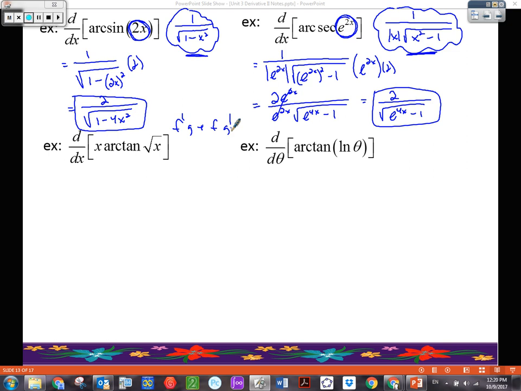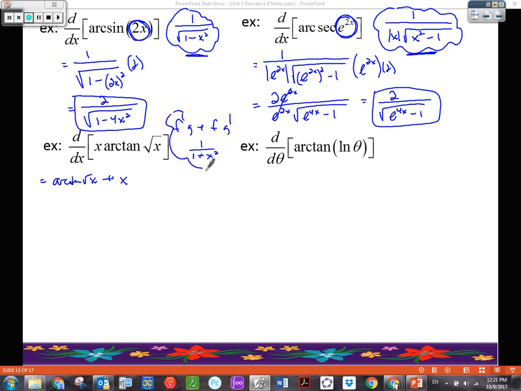So I take the derivative of the first thing, which is x, and I get a 1 times arctangent root x, plus, copy paste the first thing. Now I'm going to take the derivative of arctangent root x. Let me write the template of arctangent right here.